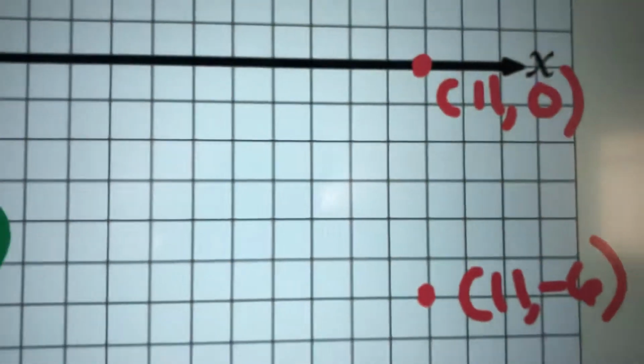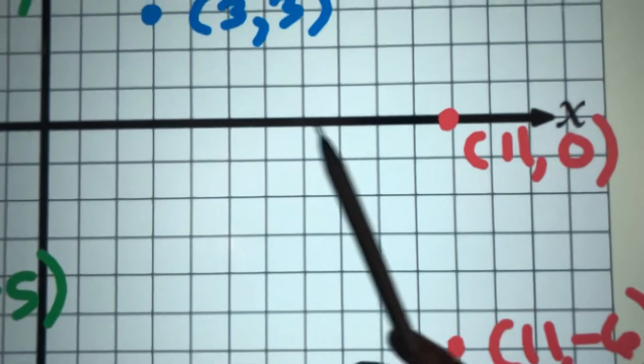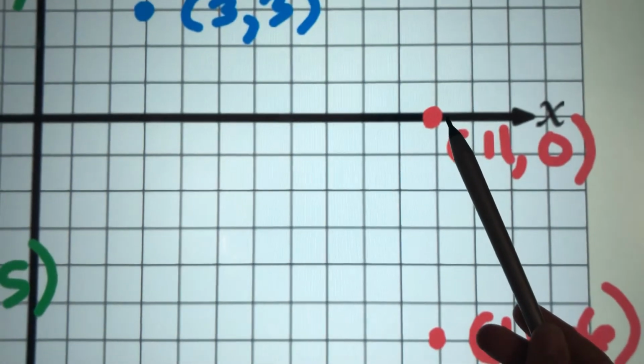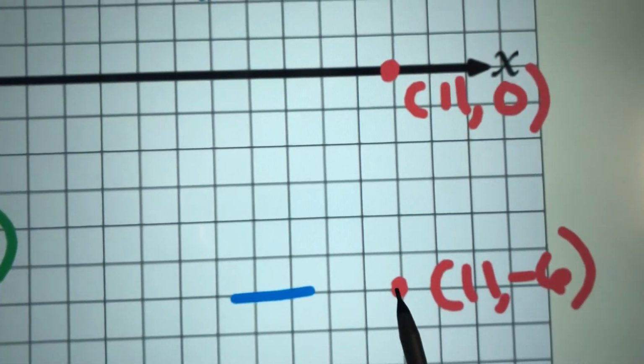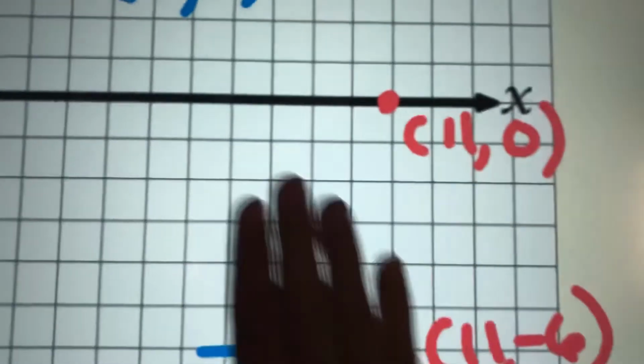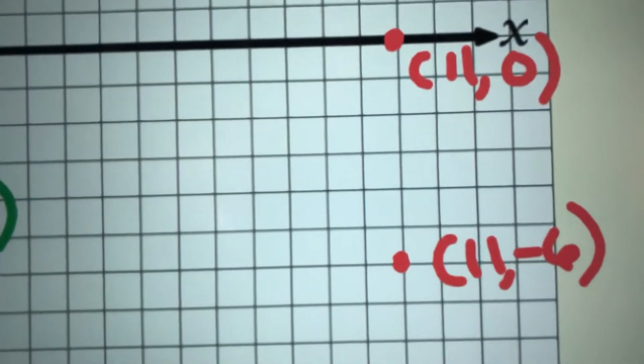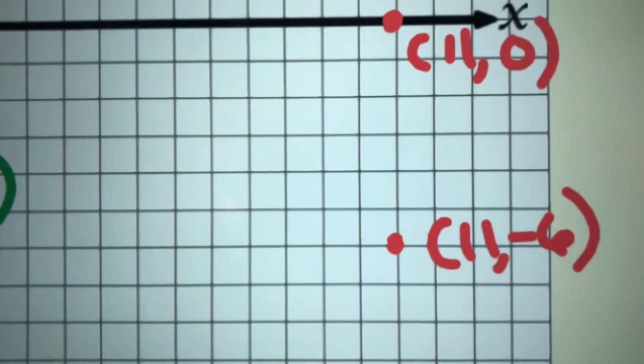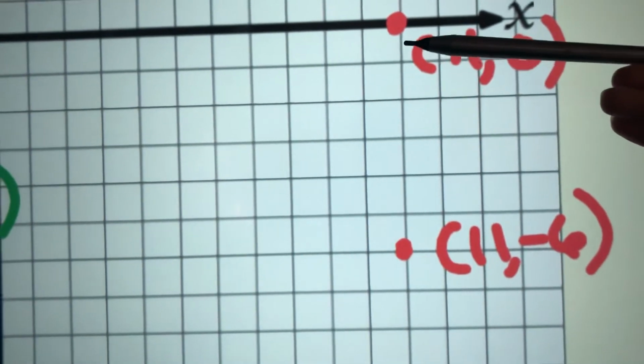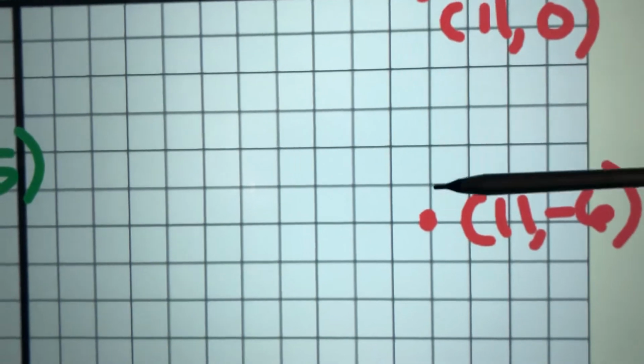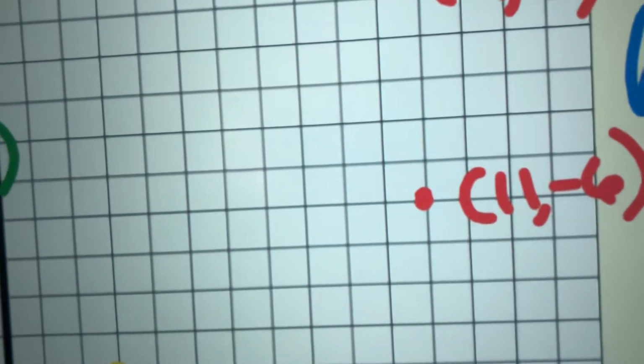Let's take a look at our red example here. I went over 11, didn't go anywhere. I stayed at 0. And then I went over 11 and then down 6 for my second one. So to figure out the distance between these 2 spots, I could count my spots, my 1, 2, 3, 4, 5, 6 units. Or I could take a look at my math here.